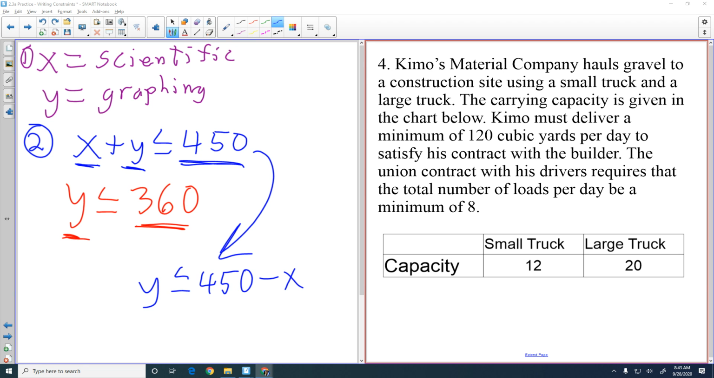All right, so define your 2 variables, your x and your y, and then see if you can write those constraints. Take about a minute or 2, see what you can do.